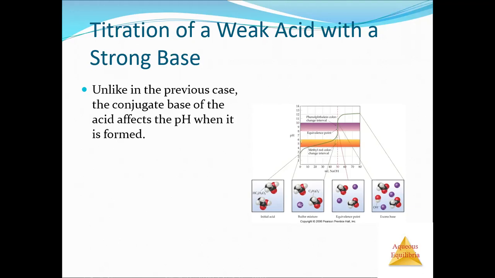Exactly. If I have a weak base, if I'm starting out with a weak base, my pH is going to be somewhere around 12. Strong base, it would be closer to 13. But if I have a weak base, somewhere between 11 and 12. And again, I'm also going to get a buffering region, just like I did for the weak acid. As I get close to the equivalence point, it's going to shoot up, then it's going to level off again.